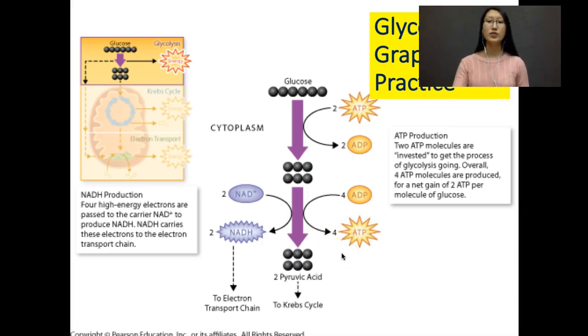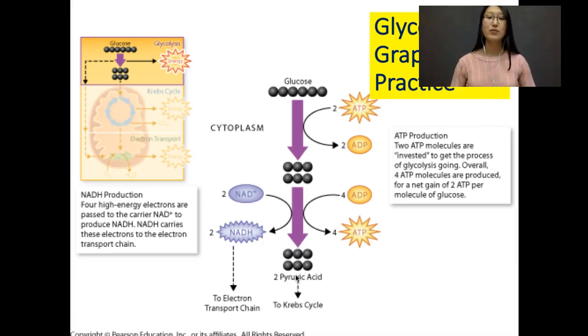However, in order to produce all 4 of these ATP, we have to also invest in 2 ATP. Right? Because in order for a reaction to happen, it always needs some activation energy, and this 2 ATP allows this entire reaction to follow through. So you should know that 2 net ATP is made per glucose. 2 pyruvic acid or pyruvates are also made per glucose.